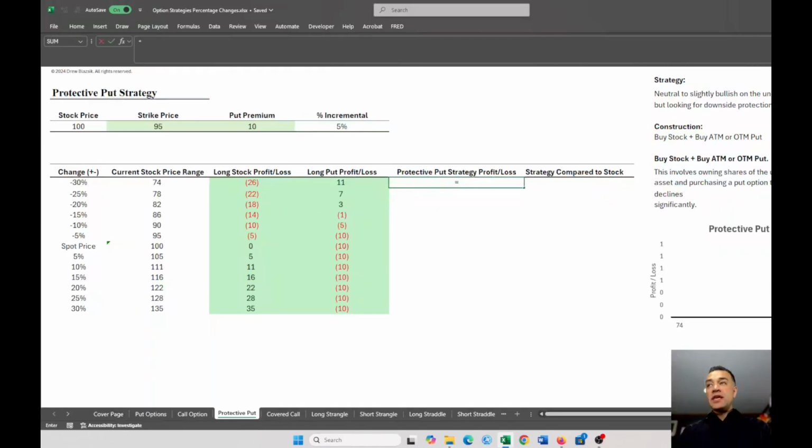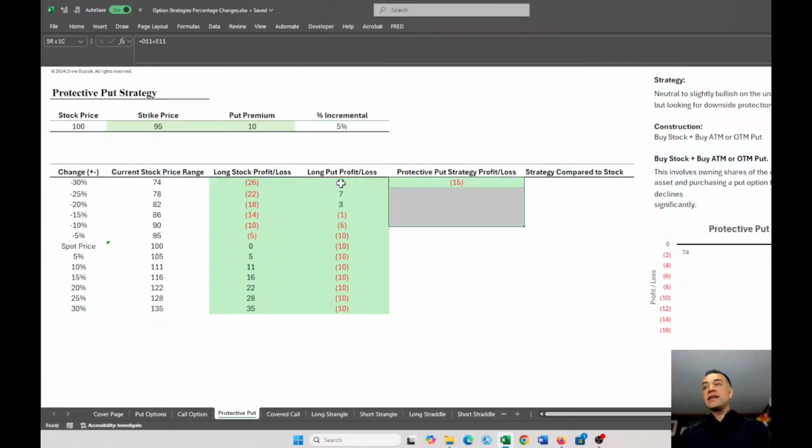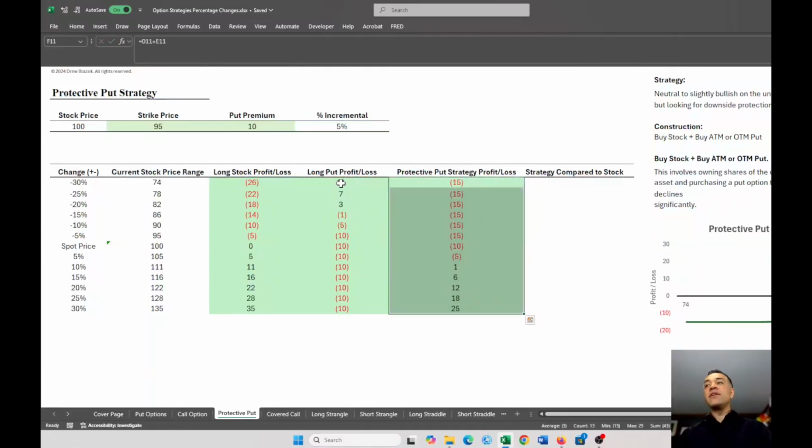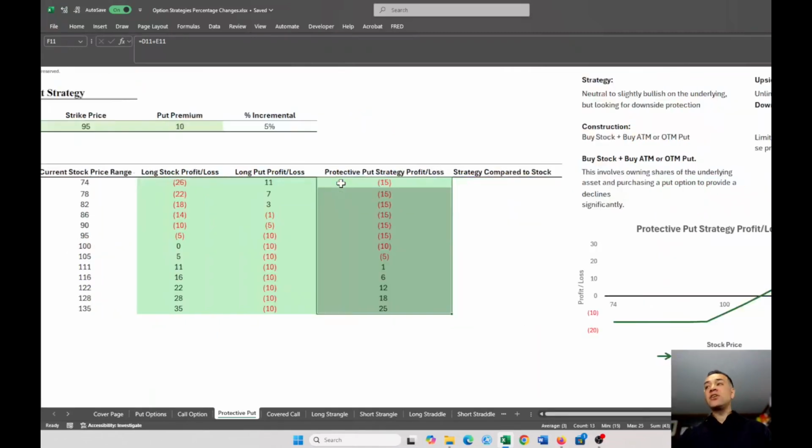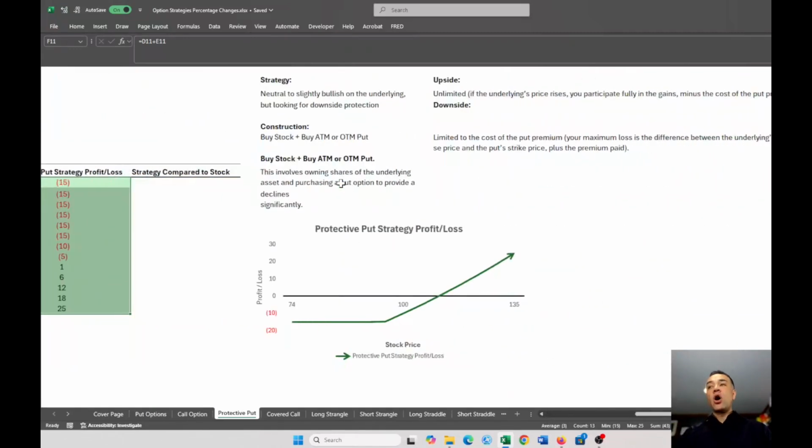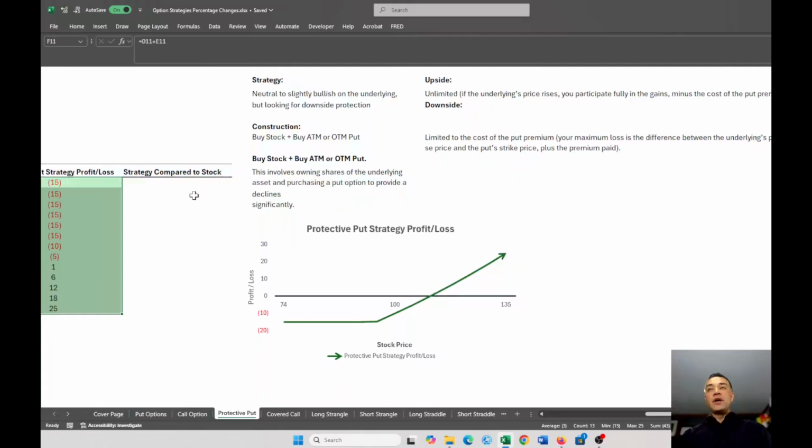All right, next what we want to do is build the protective put strategy. So I'm going to say equals how much are we making? All you're going to take is the profit loss on the stock plus the profit loss on the put contract, and we're going to add that up. And then as I go down here, that's going to give our put strategy, and that's going to fill out our graph here.